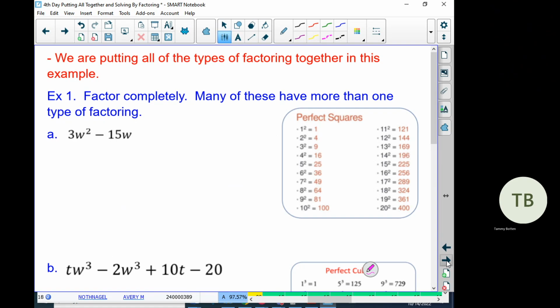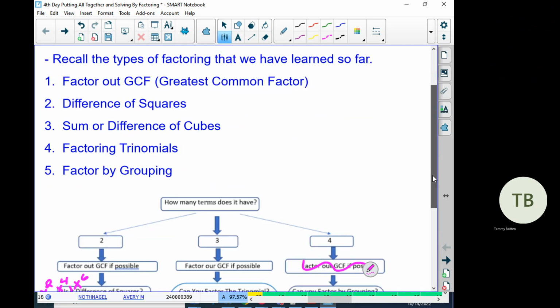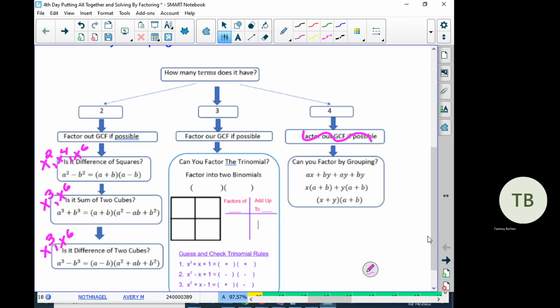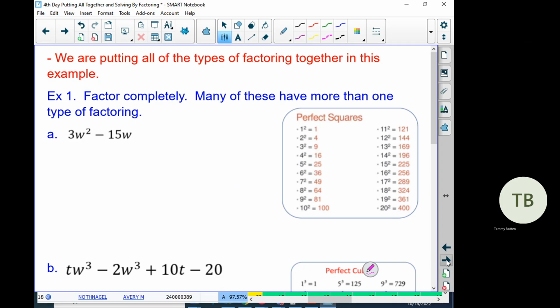So here we have 2 terms. With 2 terms, the first thing you're going to do is check, can we factor something out front? Is there something that goes into both of these? A 3, is there a W we could take out? Yes. So then you think, 3W times what gives you 3W squared? That's W. And 3W times what gives me 15W? That's 5.